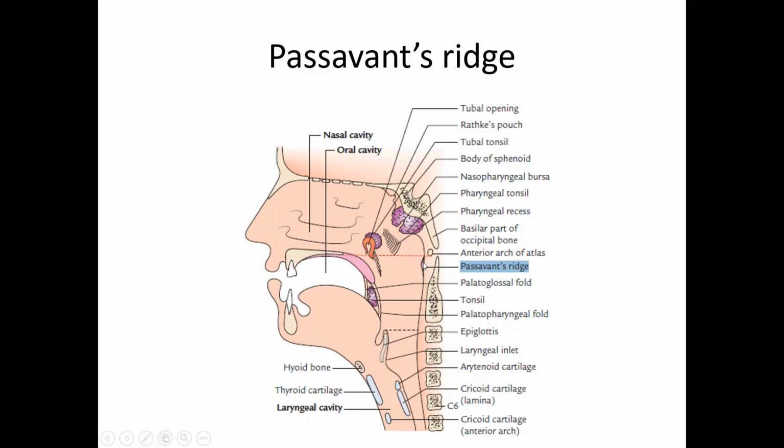At that time, the horizontal fibers of palatopharyngeus are seen as a raising in the posterior pharyngeal wall, described by a scientist called Passavant. That is called Passavant's ridge. This ridge is normally not seen in normal children, only in children with cleft palate, because the strong contraction of this muscle causes a hypertrophy of the horizontal fibers of palatopharyngeus, which raises the ridge called Passavant's ridge.